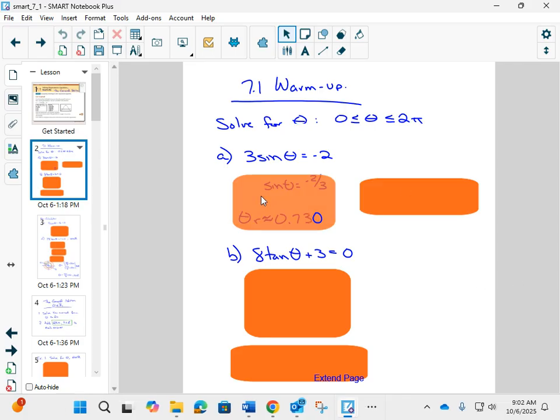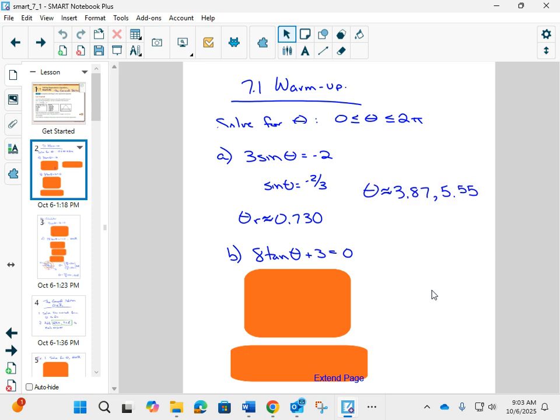All right, you can check our first one. So you would get sine theta by itself. Sine theta equals negative 2/3. Then you find your reference angle by doing sine inverse of positive 2/3. So that's the first thing you wanted to check. Did you get the right reference angle? Did your calculator tell you it's negative? Then you did the wrong process. You always have to do sine inverse of positive 2/3 to find your reference angle. And then because sine is negative, your answers should be in quadrants 3 and quadrants 4.